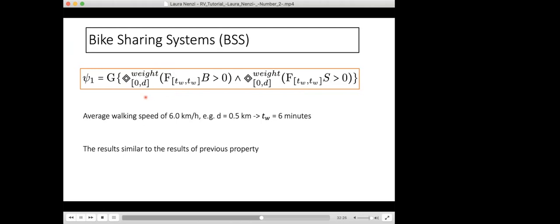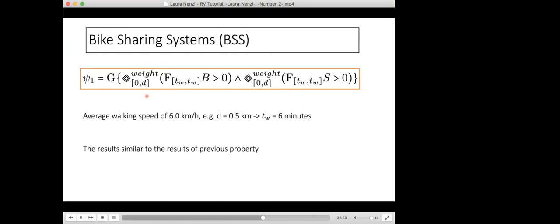So instead of having just that from a certain location it should always be true that at a certain distance there is a free bike and a free slot, we are saying that from a certain location, it should always be true that eventually at time tw, the number of bikes should be greater than 0 and the number of free slots should be greater than 0.